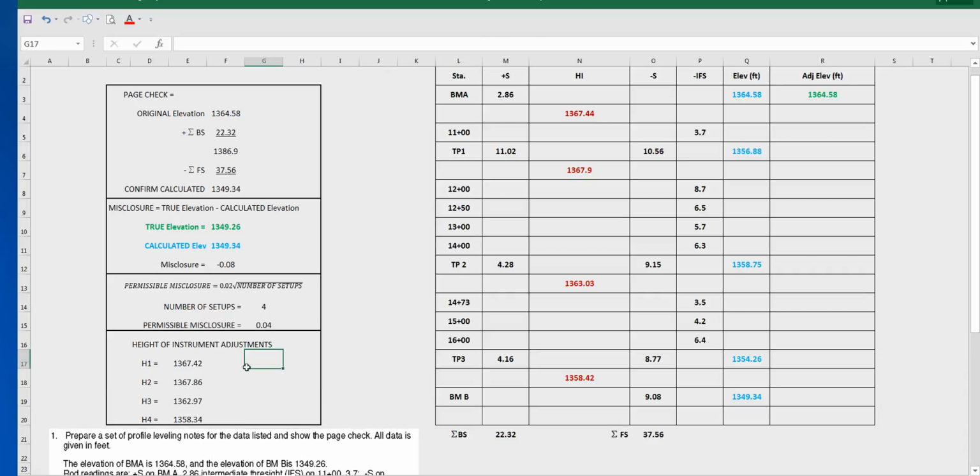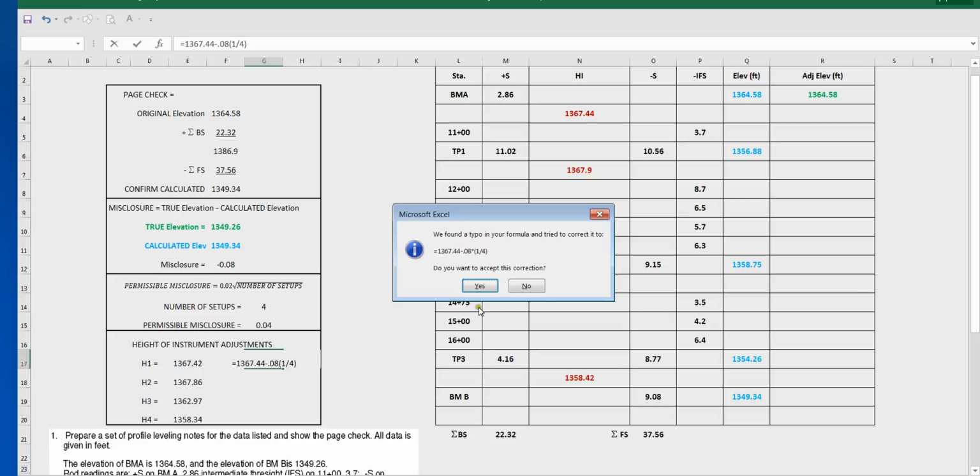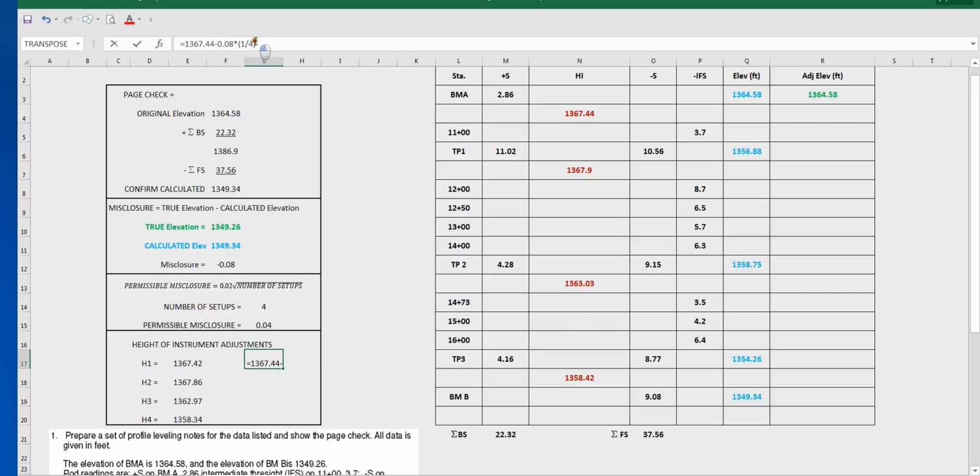Now, the instrument height adjustment, and I'll show you how to do the calculations. So basically what we're saying is the instrument height of 1367.44 minus 0.08 times 1 over 4. Not 74, 1/4. Okay? Oops. So what that did, if you look up here in that equation, is allow the multiplication of 1/4 of the error and subtract.